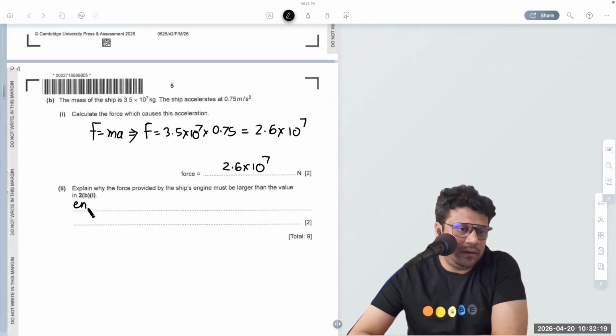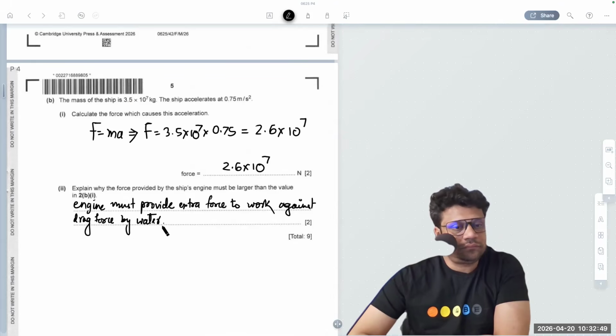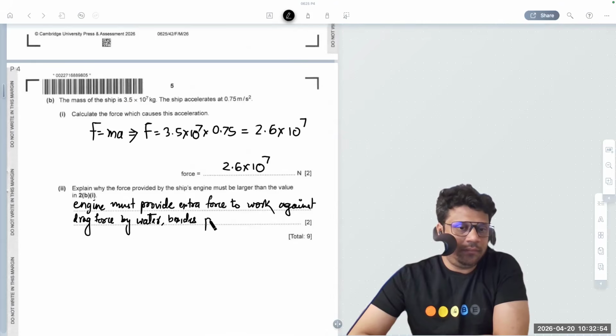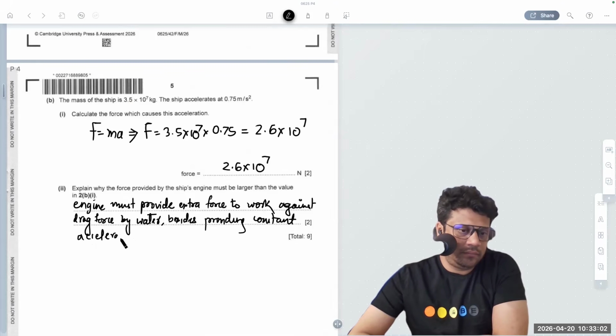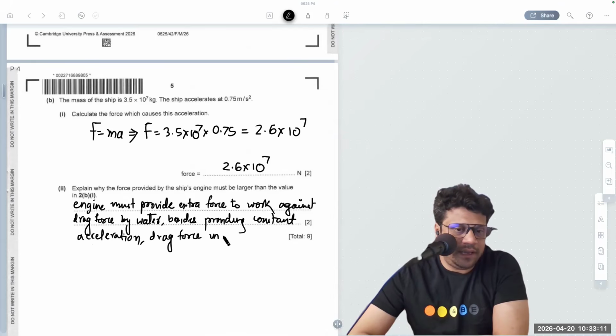So you tell them: engine must provide extra force to work against drag force by water, besides providing constant acceleration. Drag force increases with velocity.